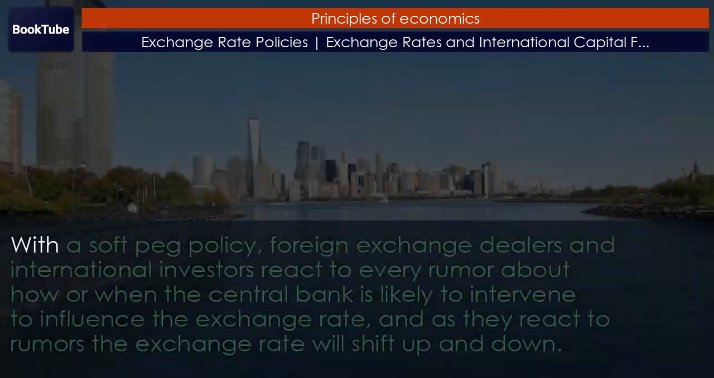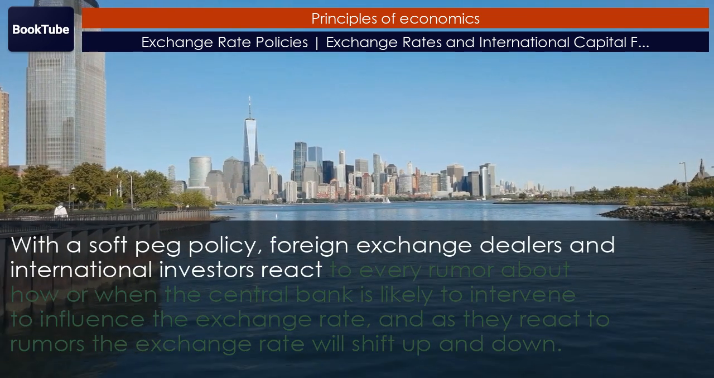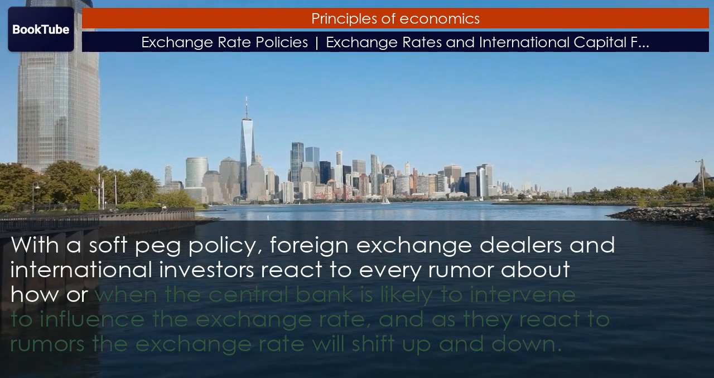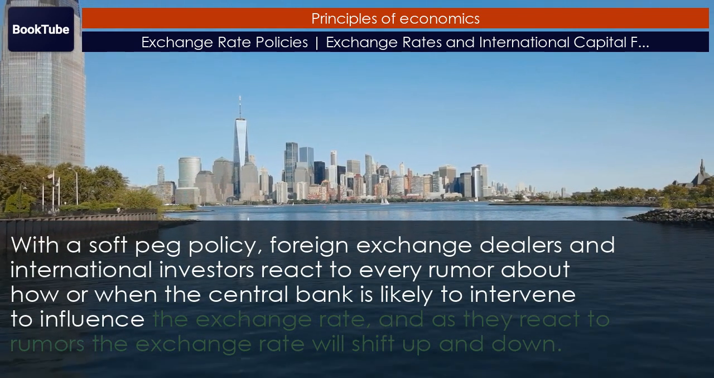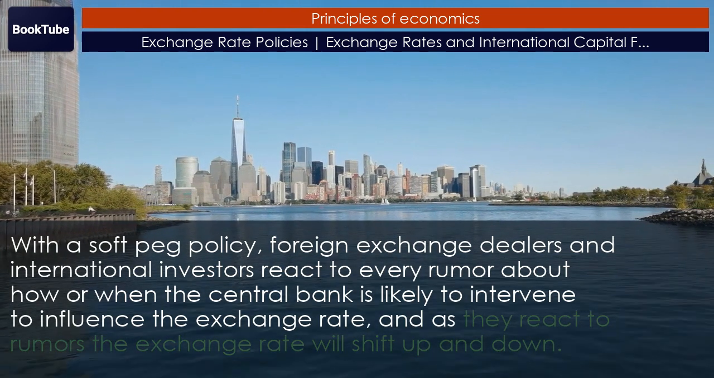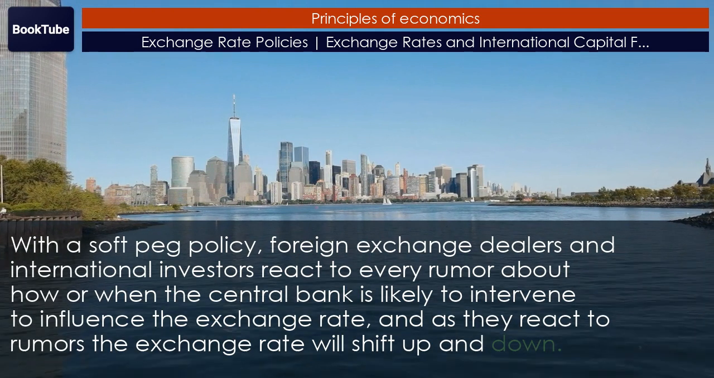fluctuation. With a soft peg policy, foreign exchange dealers and international investors react to every rumor about how or when the central bank is likely to intervene to influence the exchange rate, and as they react to rumors, the exchange rate will shift up and down.